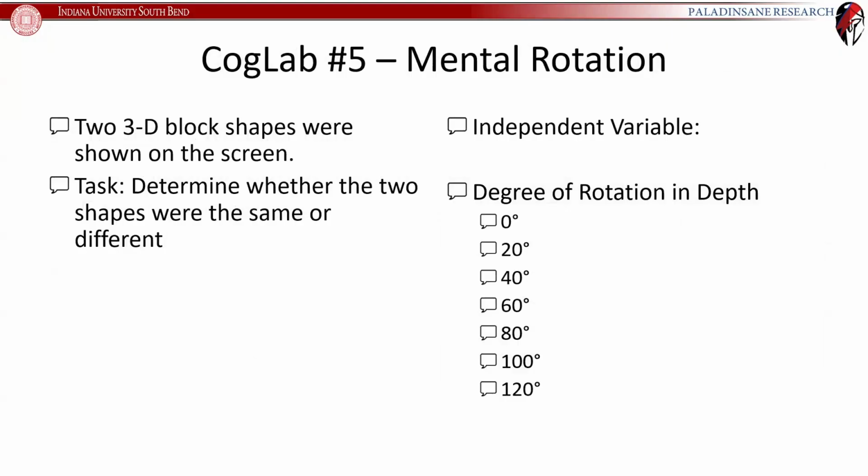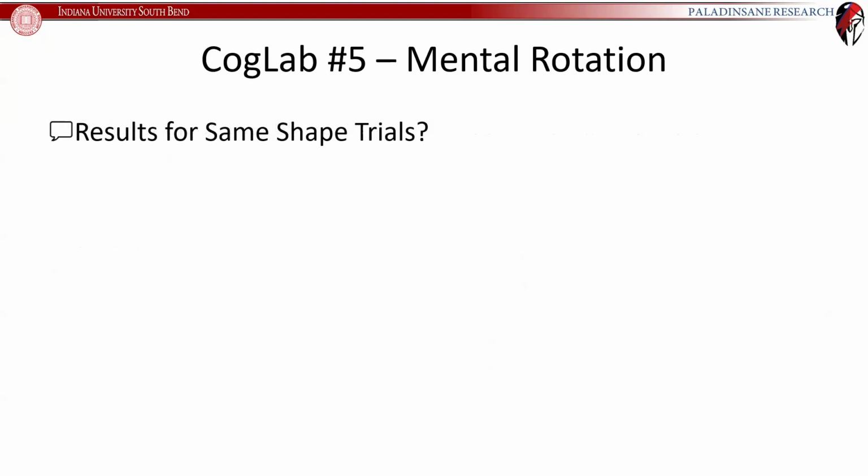All right, so that is the setup. Let's see what they actually found. So what were the results for the same shape trials? We're going to do those first. These are the ones where the two objects were exactly the same. They just differed in how much they rotate.